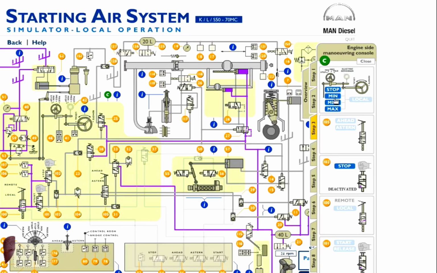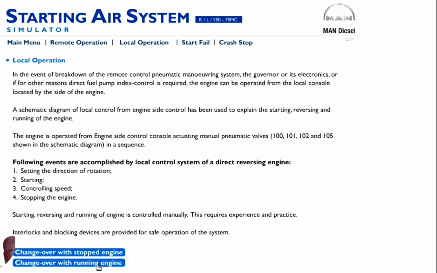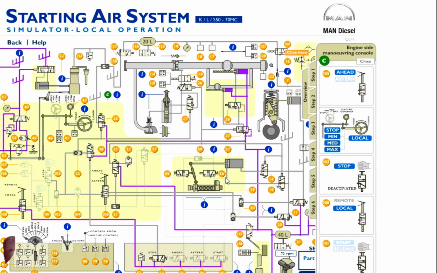This is a simulator, a nice simulator to see how the flow is going, and when we press, how it goes. In the manuals of the manufacturer, sure, you will have this diagram all, but you will need to find how the air is going. Okay, let's close it, let's go back, and we will change over with engine running. So our engine is running with 7 RPM.